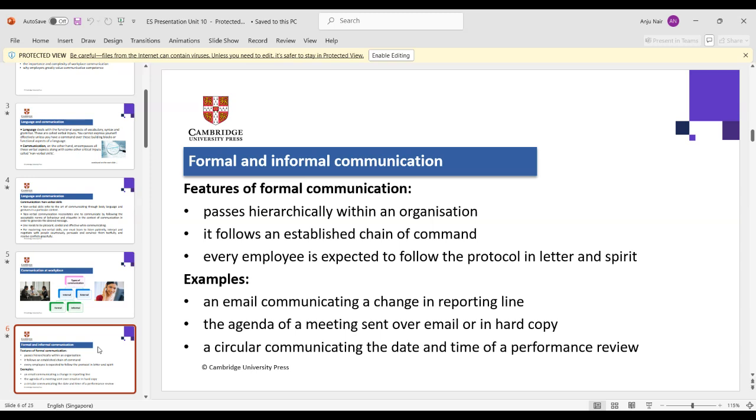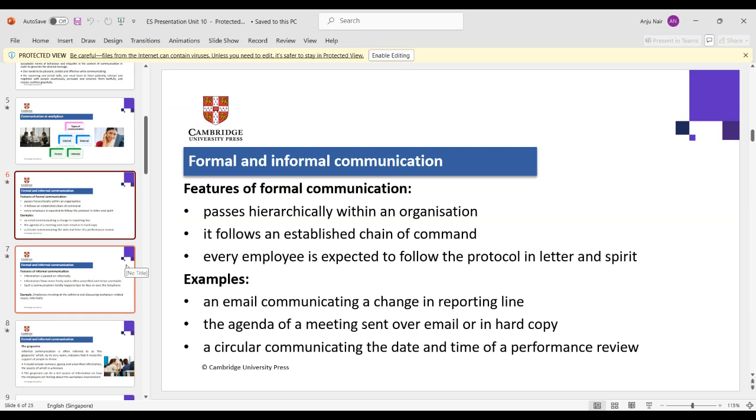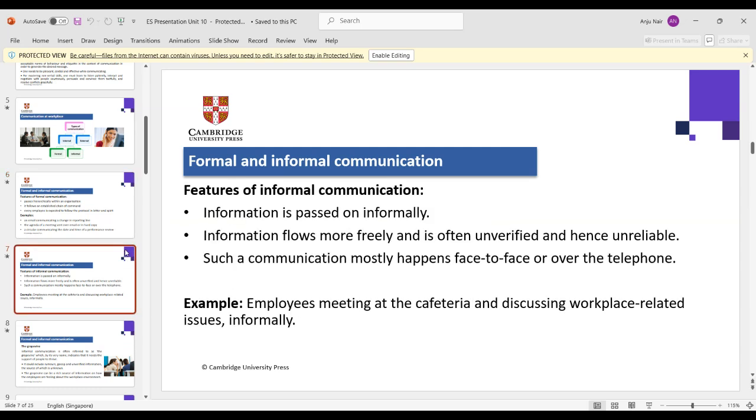So it can be the email communication, a change in reporting line, the agenda of a meeting sent over as an attachment, then a circular communicating the date and time of a performance review. All this has to be communicated in the proper channel itself. So there is formal as well as informal communication. So obviously, when we say formal, there is another channel or another means of communication that exists in the informal way also. That also we need to know.